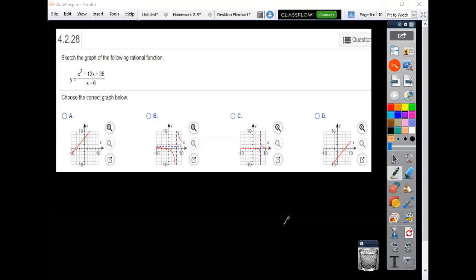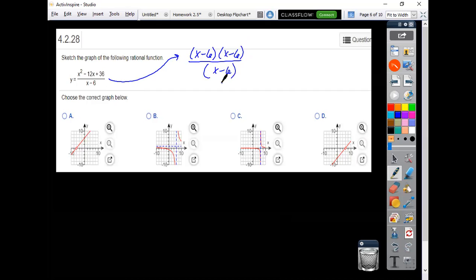All right, which graph matches this one? Well, the first thing, I'm looking at that numerator and thinking I am going to double check that to see what happens if I factored the numerator. So I'm thinking that's x minus 6 times x minus 6, and it's all over an x minus 6.